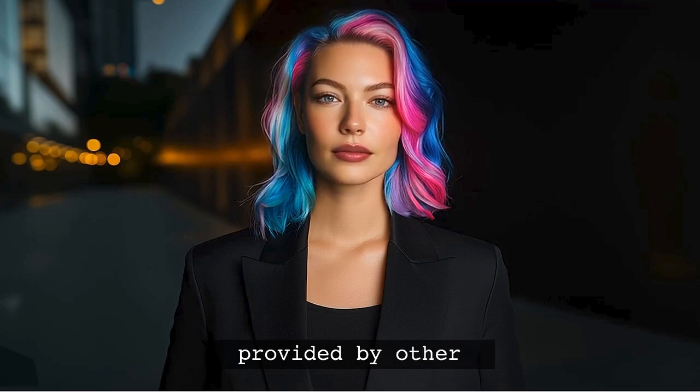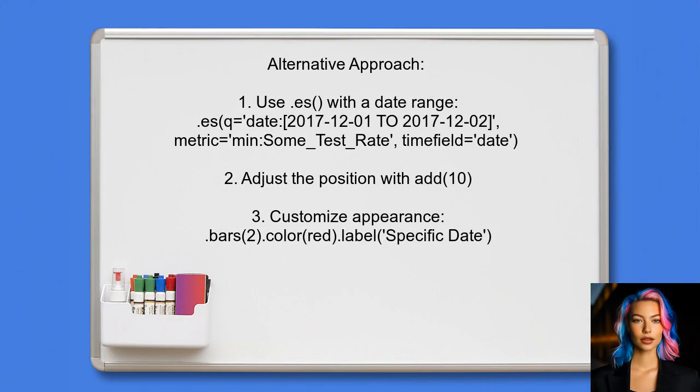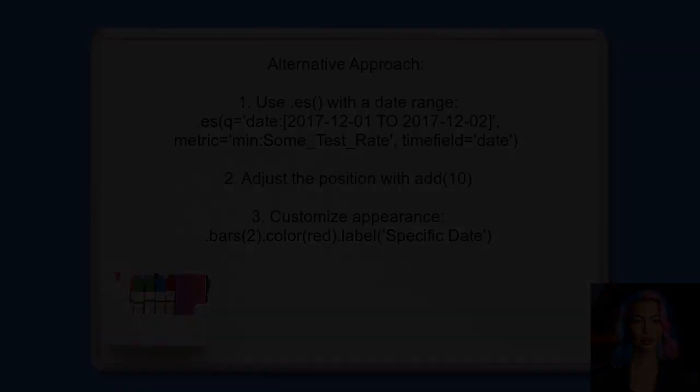Now, let's look at the answers provided by other users. One user shares a workaround for adding a vertical line in Kibana Timelion. They suggest using a specific date range in the .es function to create a vertical line effect.